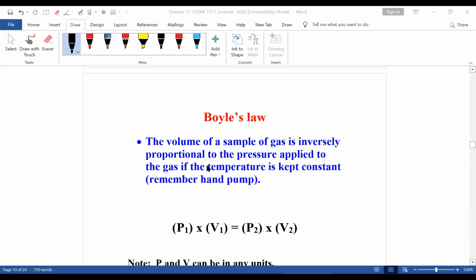Now, you don't have to memorize this, but if you're reading a book, they'll say Boyle's law, and Boyle is the chemist who found it. Chemists have a habit: people who make great discoveries, we name those discoveries after them. Boyle's law is: the volume of a sample of gas is inversely proportional to the pressure applied to the gas if the temperature is kept constant. Remember the hand pump. I'll get to this probably next week. What the heck is that? Hold on. I don't understand that. Let's get it clear.